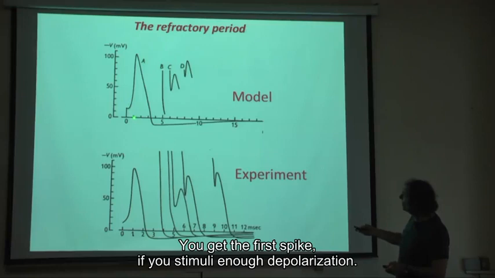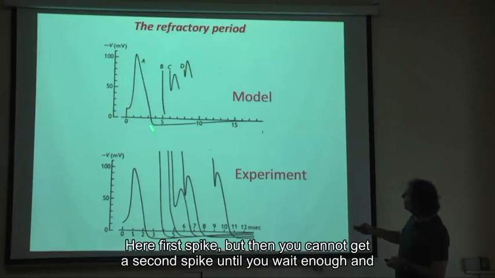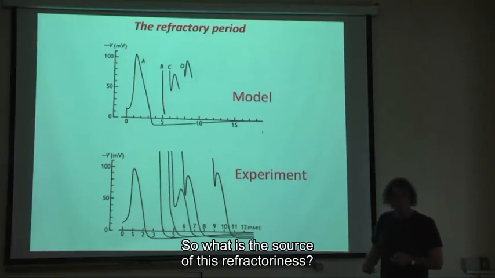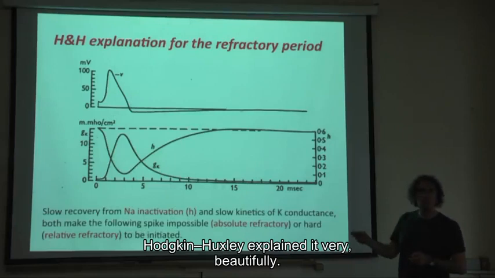You get a first spike if you stimulate with enough depolarization here, first spike, but then you cannot get a second spike until you wait enough, and here you get the second spike. So what is the source of this refractoriness? Hodgkin-Huxley explained it very beautifully.